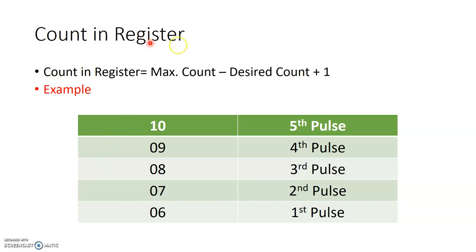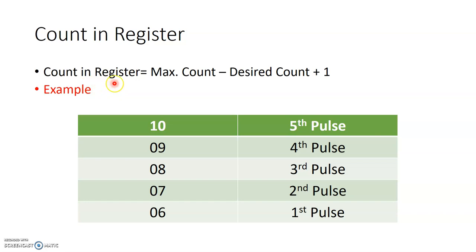The count that should be put in the register is given by this formula: count in register equals the maximum count minus the desired count plus 1. The maximum count, since we are operating in mode 1, is counting up to 2 to the power 16, which is basically 65535. So this number should be 65535, and the desired count, we want to count 500, so we need to put 500 here, plus 1.